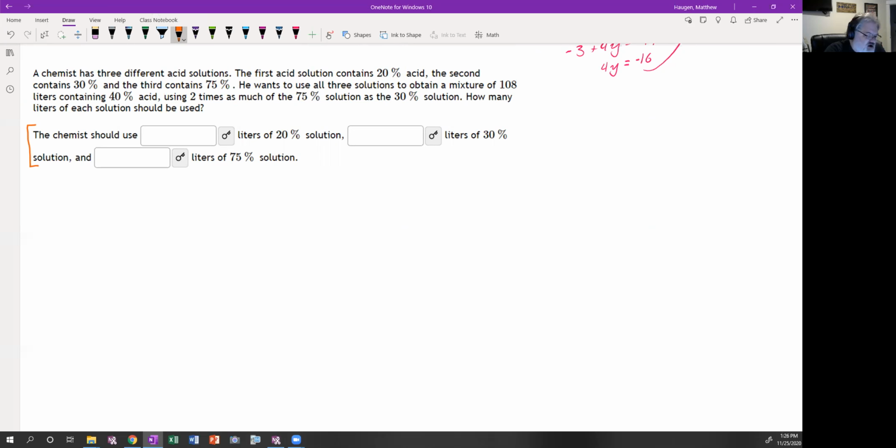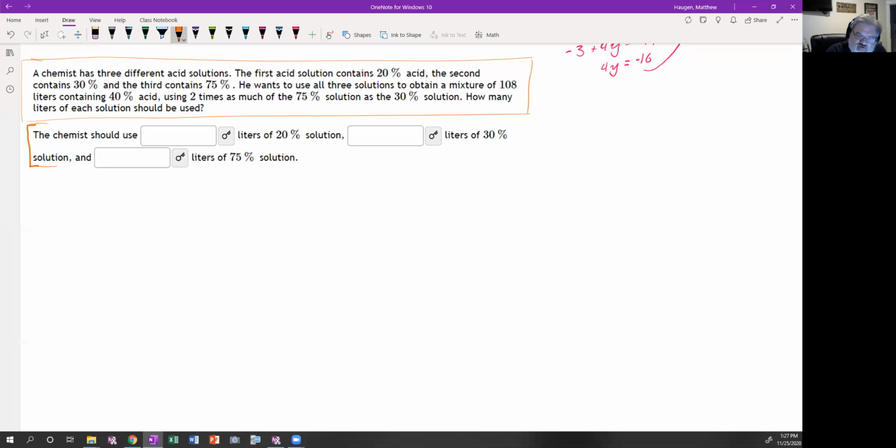Oftentimes, if this was given on a test or textbook homework, all you'd see is this question, right? How many liters of each solution would there be? And the problem would stop. One of the things I've recommended for at least 5 or 6 years, when people are faced with a word problem that's a lot for them, is to do exactly what this problem does, which is write out your answer with the blanks for what we don't know.